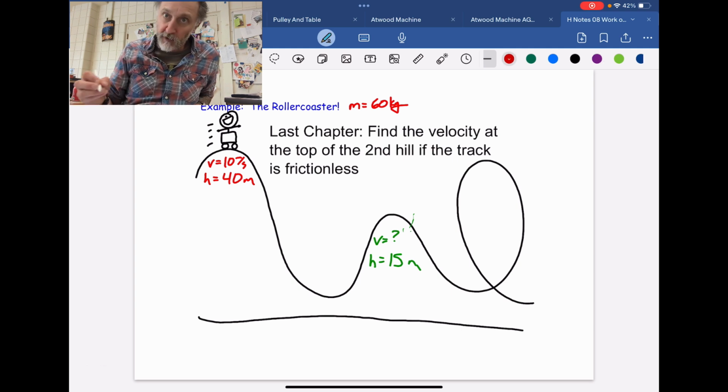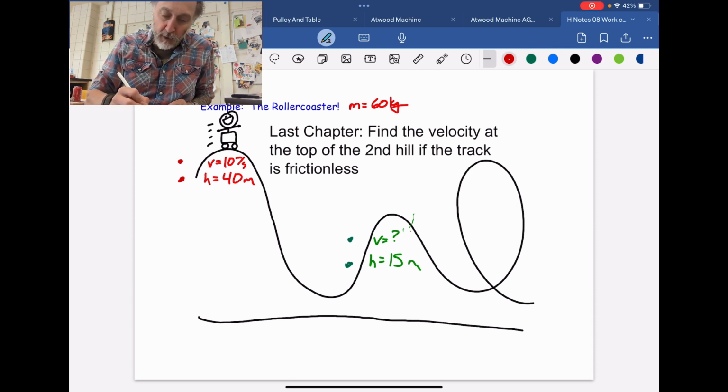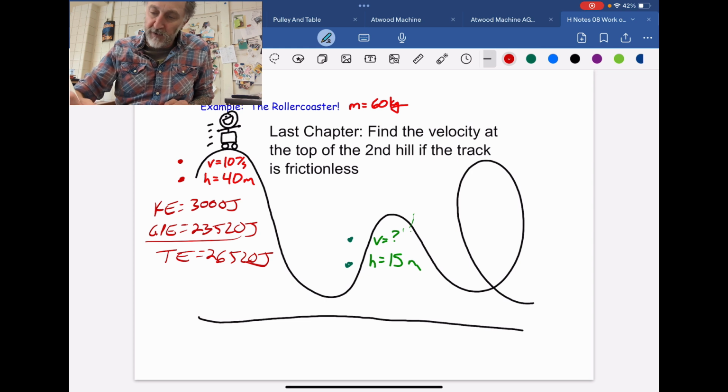So my roller coaster is going over the top of this first hill at 10 meters a second. It's 40 meters tall. The problem is telling us that the second hill is 15 meters tall. What's the velocity at the top of that hill, right? So what we would do is we'd calculate the total energy at the top of the first hill. So we'd go, oh, I know the velocity, so I can find my kinetic energy. It's 3,000 joules. Oh, I know the height, so I can find my GPE. It's 23,520 joules. That means my total energy is 26,520 joules. All right, well, what's happening as I go down the hill?